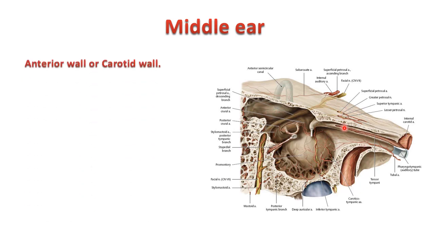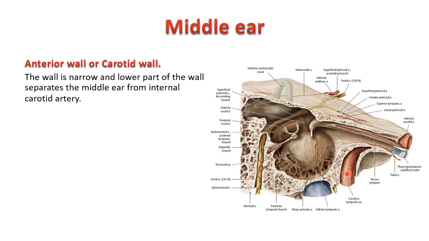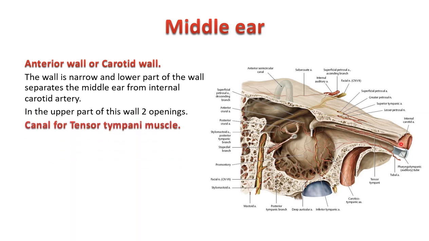The anterior wall is also called the carotid wall, because it is related to the carotid canal. The wall is narrow, and the lower part of the wall separates the middle ear cavity from the internal carotid artery. Two openings you are able to see here. One is the opening of the auditory tube, and the other is the canal for the tensor tympani muscle. Here you see the opening of the auditory tube, and above that a small canal for the tensor tympani muscle.